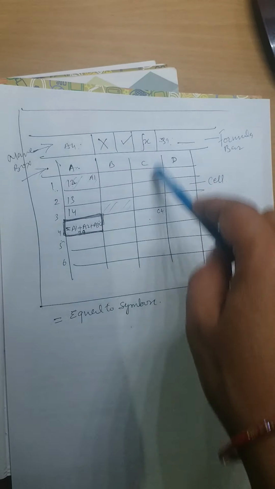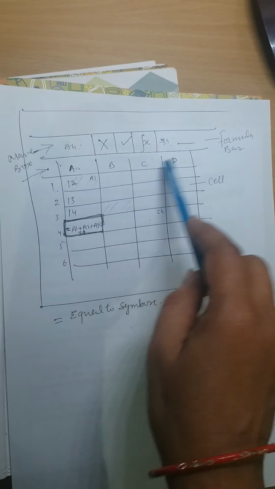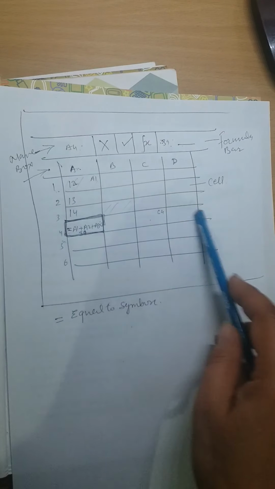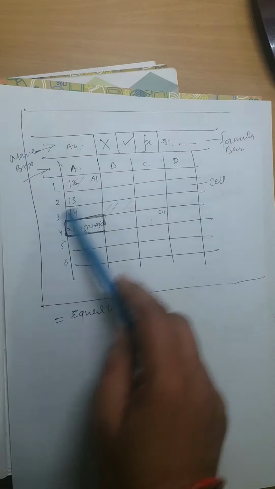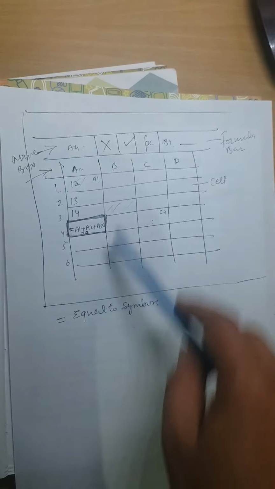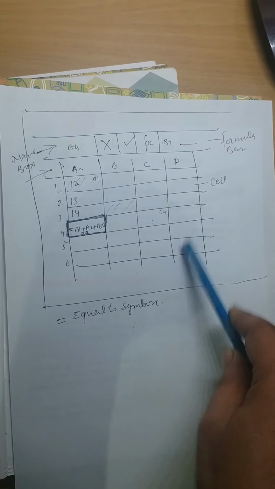These vertical are columns, column names are A, B, C, D and so on. And these horizontal are rows. These are the columns. These are the rows. Horizontal are the rows and vertical are columns. And just before the column heading, these are the column headings.